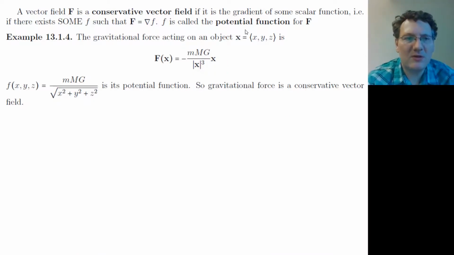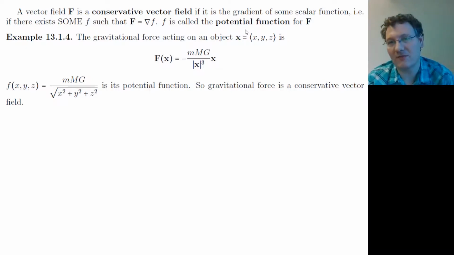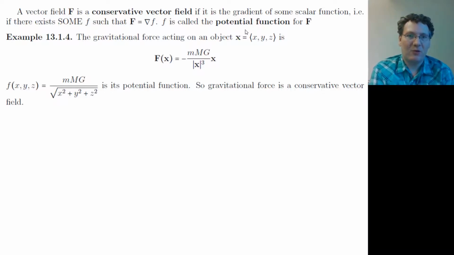Okay, so now a new definition, a conservative vector field. We call a vector field conservative if it is the gradient of some other scalar function. So if there exists some function little f, where this capital F vector field is the gradient of that, then we call it a conservative vector field. And this function little f that is the source of it is called the potential function of F.